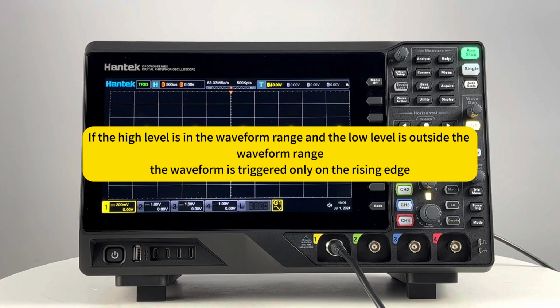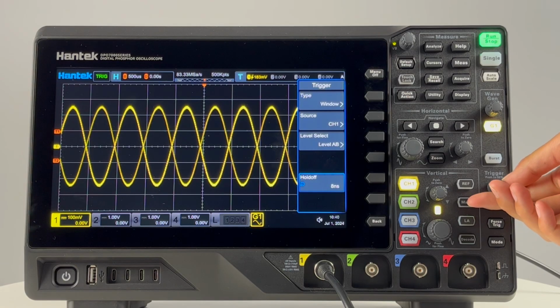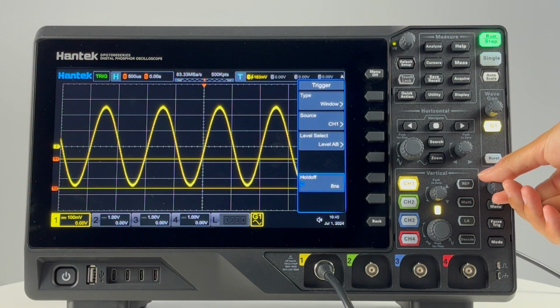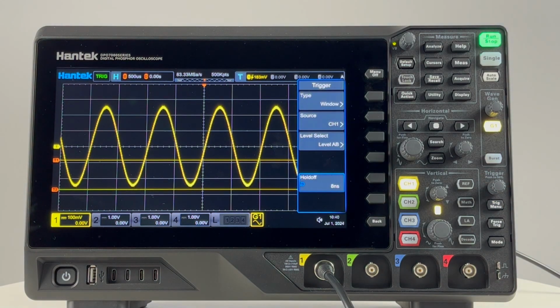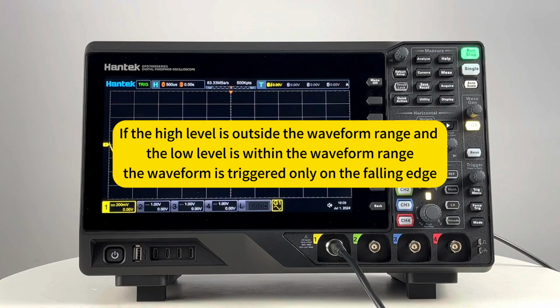If the high level is in the waveform range and the low level is outside the waveform range, the waveform is triggered only on the rising edge. If the high level is outside the waveform range and the low level is within the waveform range, the waveform is triggered only on the falling edge.